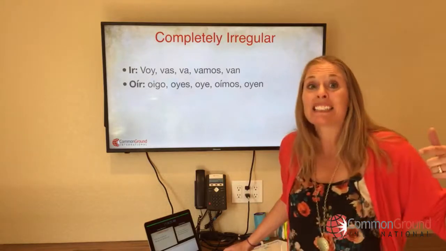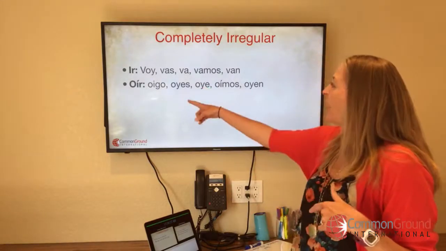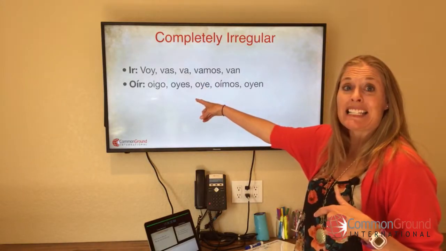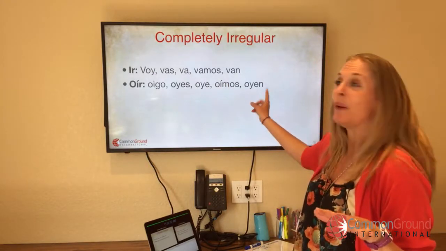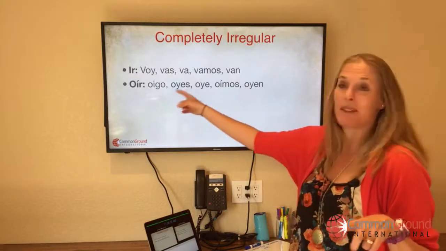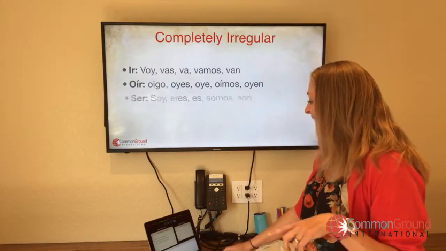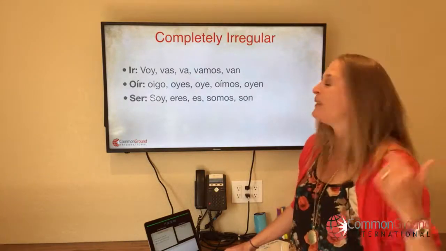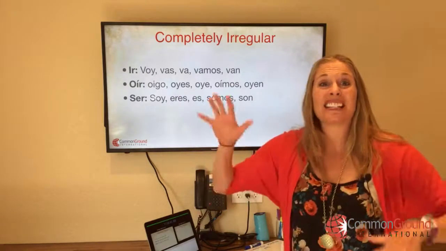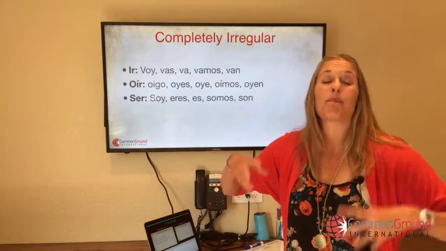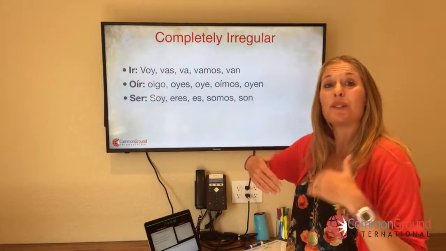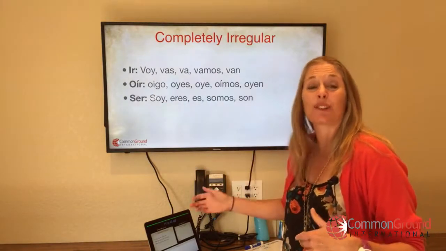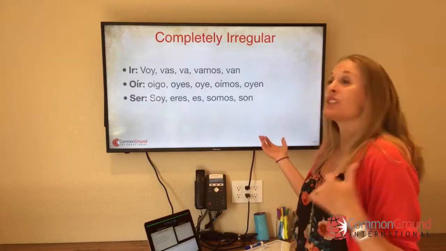Okay, oír, to listen. Okay, oigo, oyes, completely irregular. Oye, oímos, oyen. Okay, there's one that you have to memorize. Okay, y ser, we saw a few lessons back, la diferencia entre ser y estar, both verbs mean to be. So ser, to be, yo soy, tú eres, él, usted es, nosotros somos, ellos, ustedes son, okay?